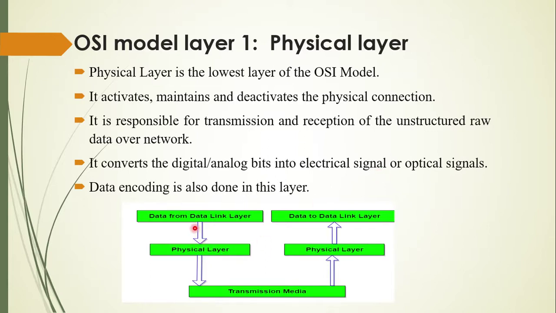See in the diagram, data are coming from the data link layer at the sender side. Then it enters into the physical layer. The physical layer transfers the data to the receiver side using the transmission media. See here, after transmitting the data, the transmission media sends data to the physical layer at the receiver side, and the physical layer transmits data to the data link layer at the receiver side.